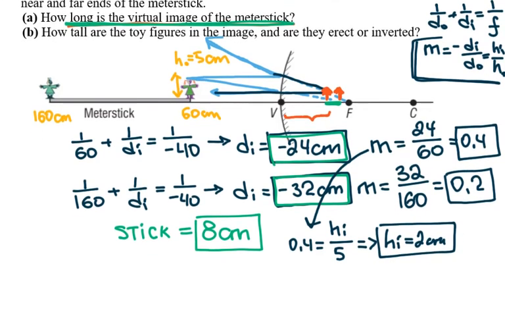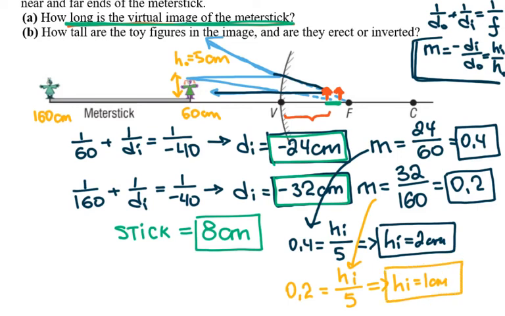And for the second one, maybe I'll do it in a different color. For the second one, the magnification is 0.2, and I'm looking for the second height. It's a 5 centimeter toy. So that will give me hi is equal to 1 centimeter. So that answers this question.